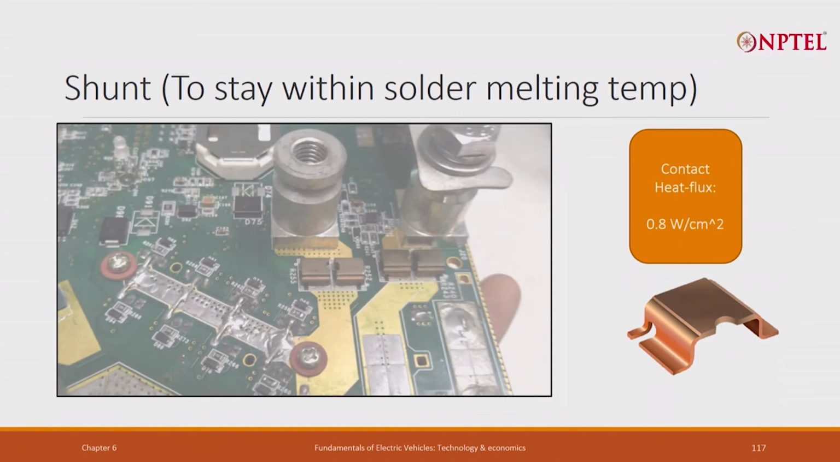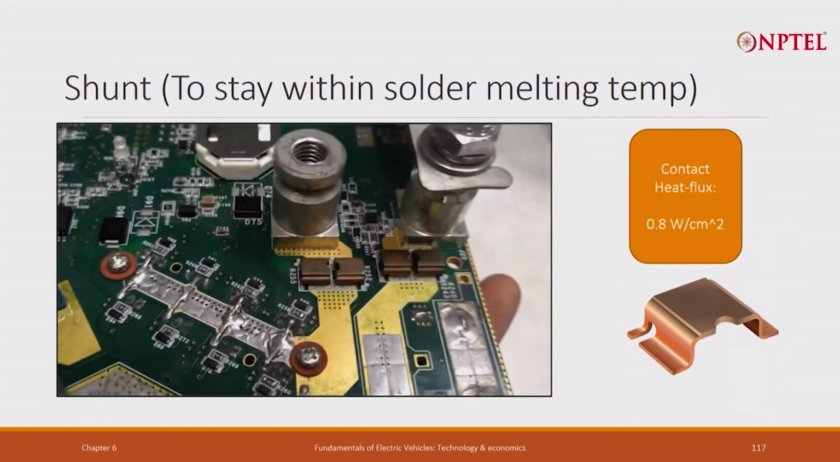In the same way, it is not just the heat in watts that matters, but what is the area through which it is being transmitted. If the area through which the heat is being conducted is very small, then the heat is very intense, and that is called the heat flux. It can be measured in watts per centimeter squared, and 0.8 watt per centimeter squared is fairly high. It is a reasonably intense heat flux.